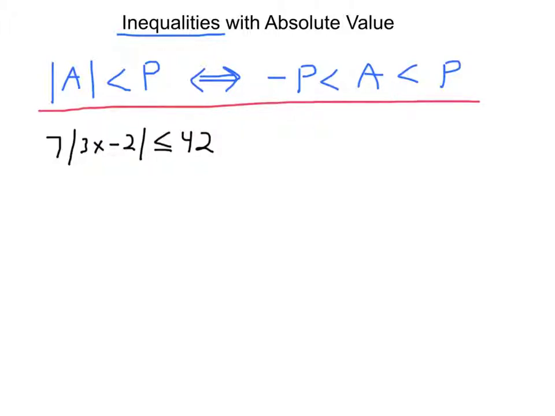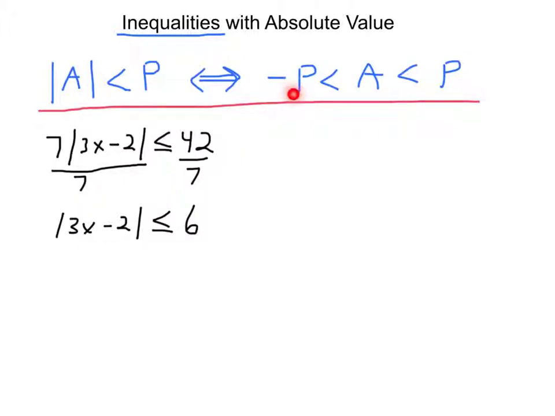Now, just like with equations, the first step is to get the absolute value by itself on one side. So I'm going to divide both sides by 7 to get the absolute value of 3x minus 2 by itself on the left side, and then 42 divided by 7 would be 6. So now that we have this inequality of this form, the absolute value of a is less than or equal to some positive number, we're going to turn that into a three-part inequality.